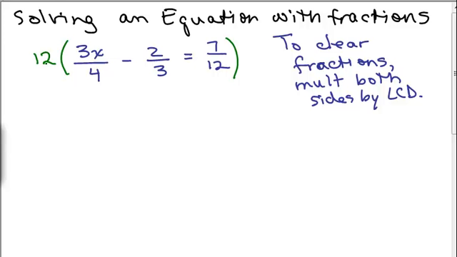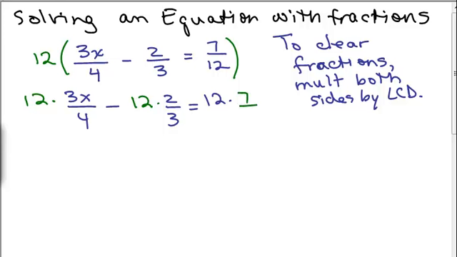Okay, so I have to multiply each term on both sides of the equation. You can't just multiply it by some of the terms, right? So I'm going to do 12 times 3x over 4 minus 12 times 2/3. And don't forget, you also have to do 12 times 7/12. I guess I did that backwards. Let's make this green and this blue.